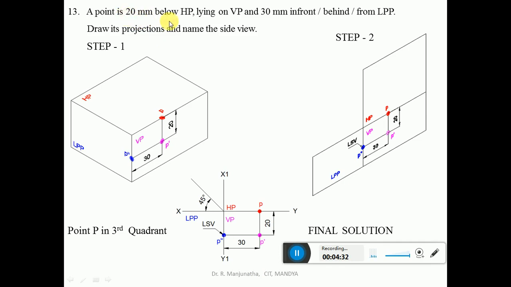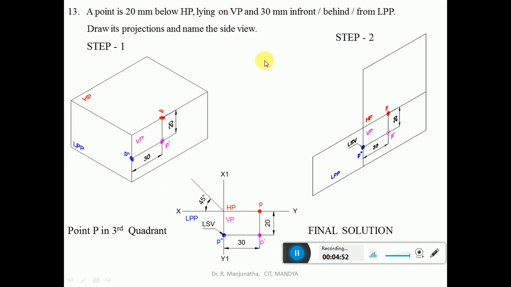The point 20 mm below HP is seen in VP. So from this point you measure 20 mm below and then you mark that point. Since the image is on vertical plane, you are getting p dash, small p dash. And since it is lying on VP, obviously the point will be on HP, so it will be on the XY line in the top view. So you mark this point as p.